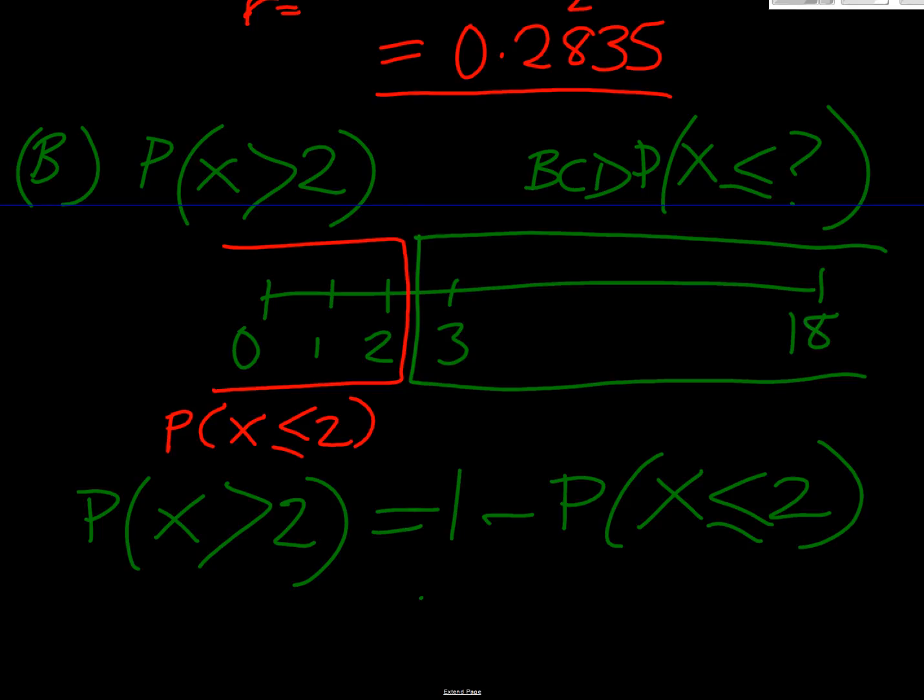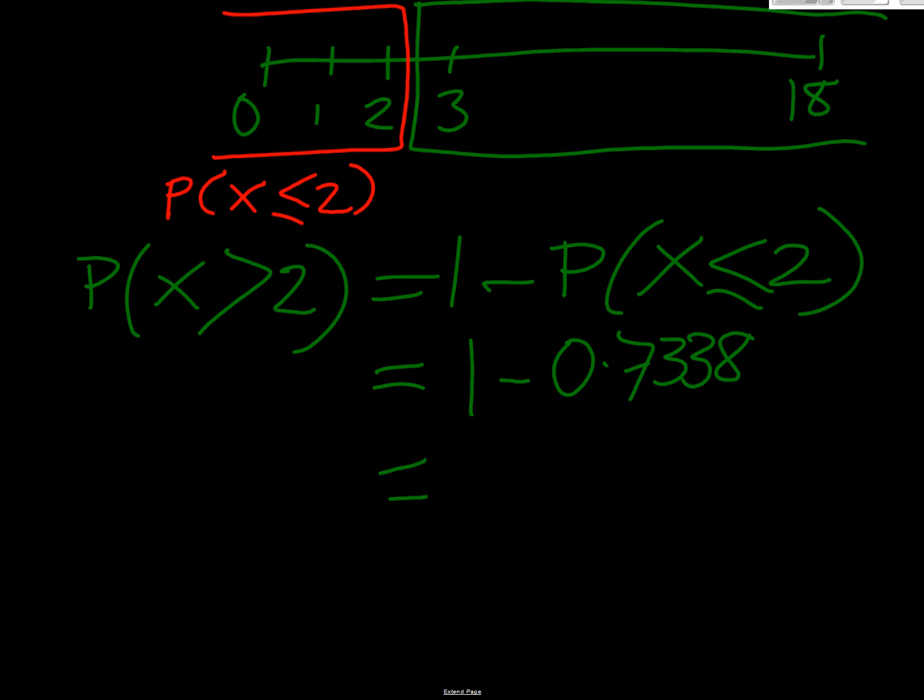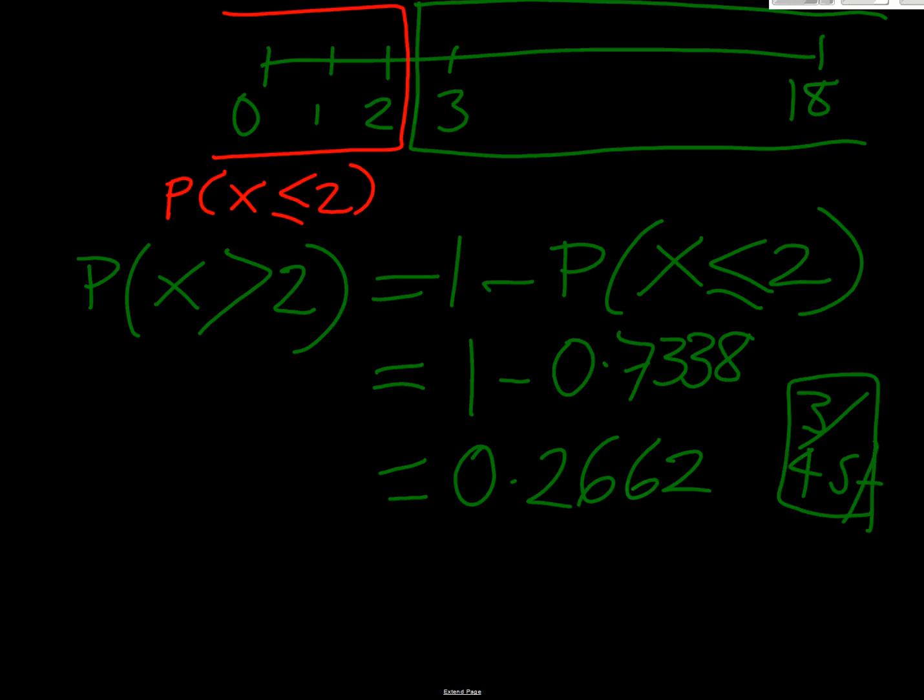So here we've got our probability is 1 minus, let's make that clearer, shall we? 1 minus 0.7338, which is equal to 0.2662. Always quote your answers to either 3 or 4 SF in these in MEI. So there we are, that was the answer to part 2.